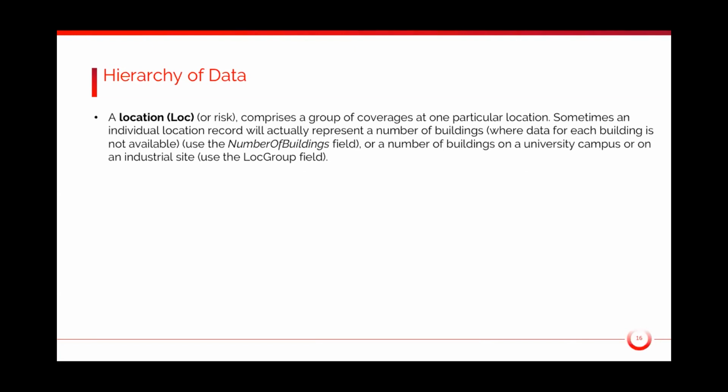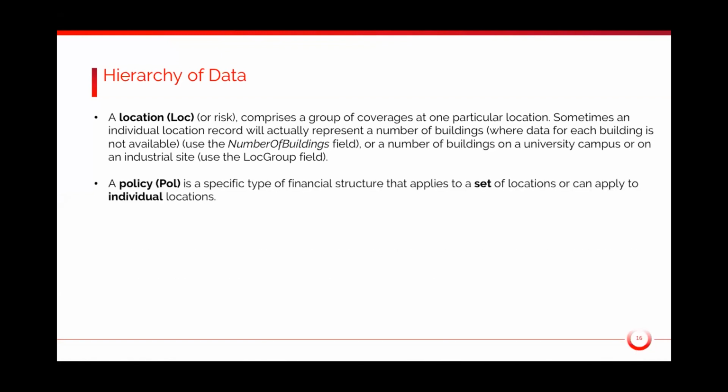It's worth mentioning at this point that at a location such as a university campus, there are likely to be a lot of buildings on that campus at that one location. And it's probably unlikely that you would have specific detailed information on every single building. So what you can do in the model is just enter the number of buildings at that site, whether it's for a campus or an industrial site, and all of those buildings will then come under the same location.